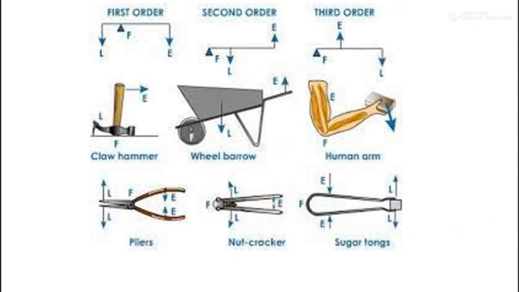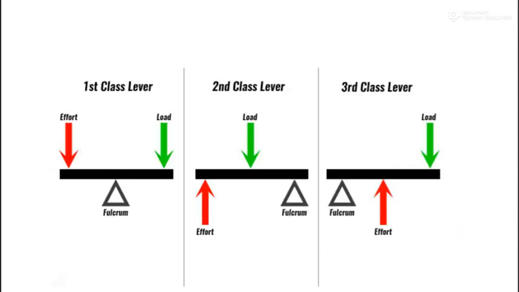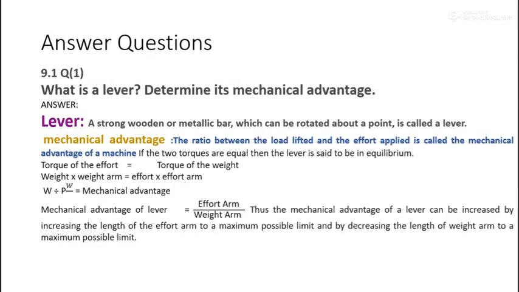These are also examples. First kind: fulcrum between load and effort. Second kind: load between fulcrum and effort. Third kind: effort between fulcrum and load. I hope you all understand the lever and its kinds. Now let's start the question answers.